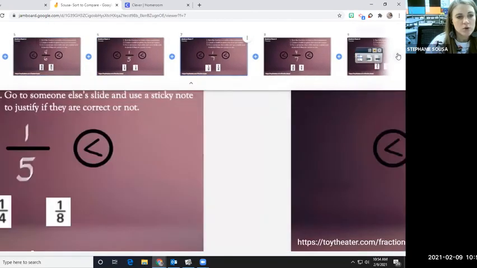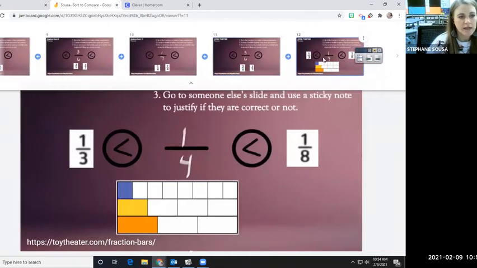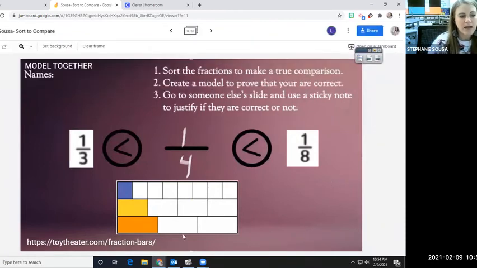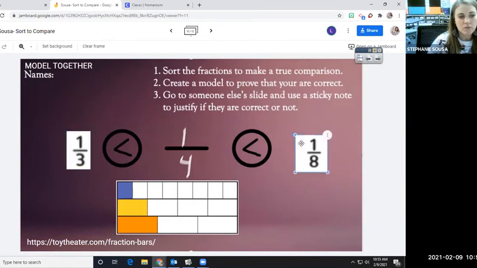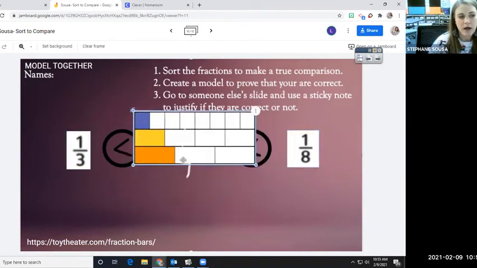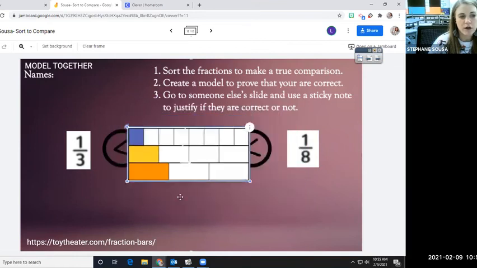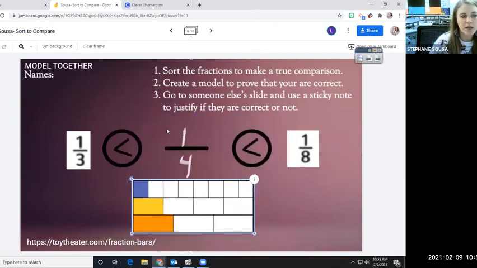What you're going to do is solve the problem that's on your slide, and each slide is different. I have shown one group, the imaginary group of Miss Sousa and Miss Sousa, who created a model to show their work. Step 1 is sort the fractions to make a true comparison. So the imaginary group did that. Step 2 is create a model. Here's their model to prove that your answers are correct. Now here's where we're going to check it. Step 3 is to go to someone else's slide and use a sticky note to justify if they are correct or not. Let's take a look at this.